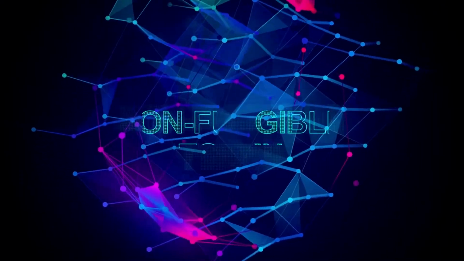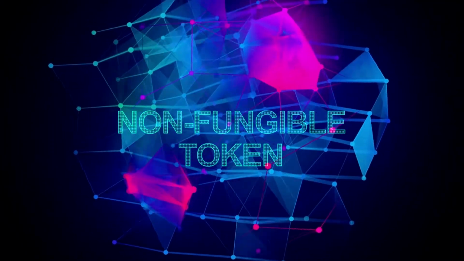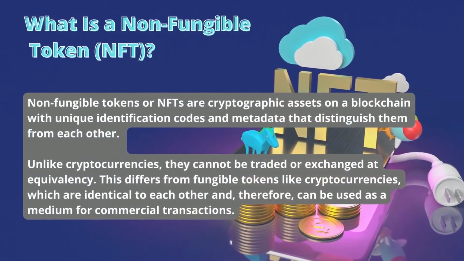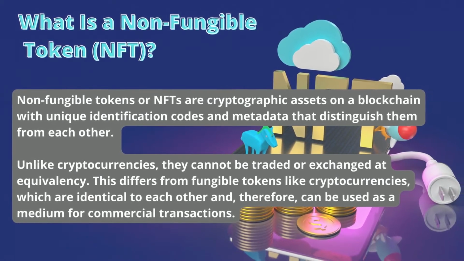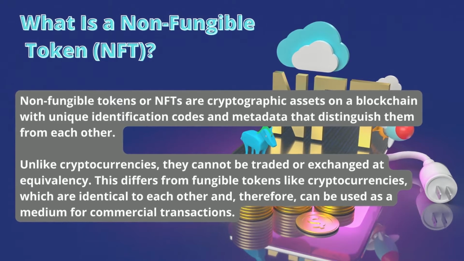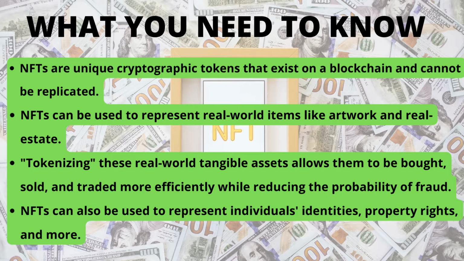Let's talk about what an NFT is. An NFT is a non-fungible token. They are cryptographic assets on a blockchain with unique identification codes and metadata that distinguishes them from each other. Unlike cryptocurrencies, they cannot be traded or exchanged at an equivalency. This differs from fungible tokens like cryptocurrencies, which are identical to each other and therefore can be used as a medium for commercial transactions. NFTs are unique cryptographic tokens that exist on a blockchain and cannot be replicated.